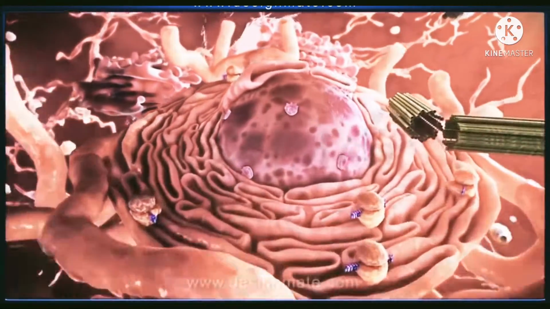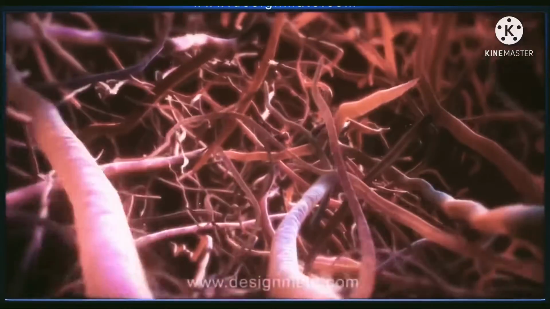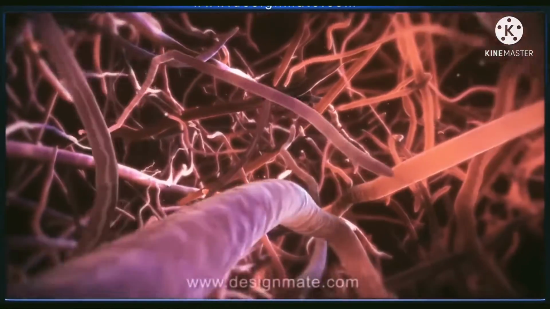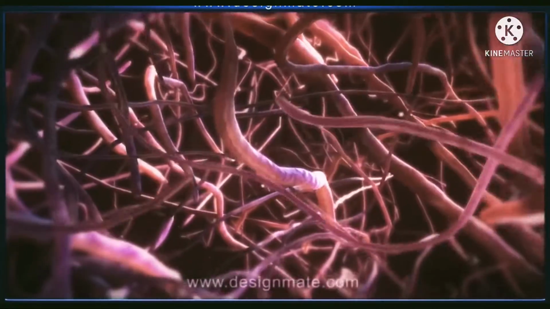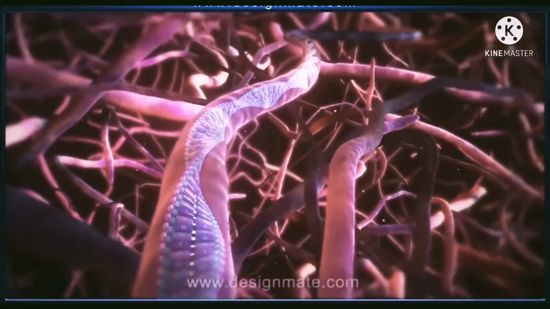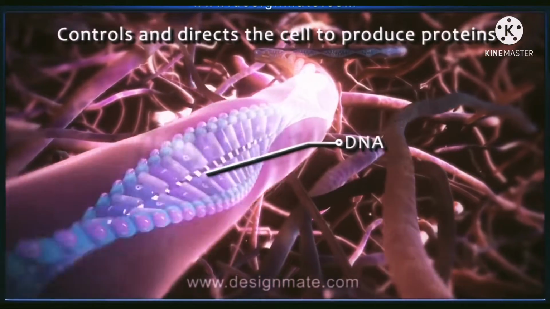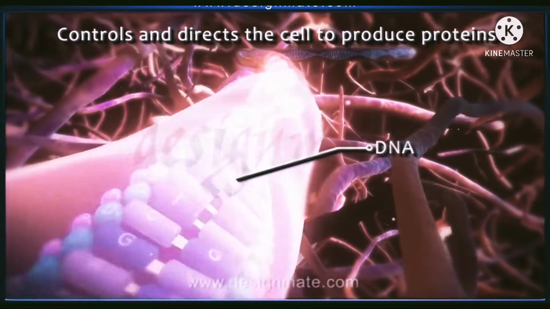If we sneak a quick look inside the nucleus, we can see a large quantity of intertwined material, which looks like a mass of thread. This thread-like structure contains the DNA, which controls and directs the cell to produce proteins and perform its functions.